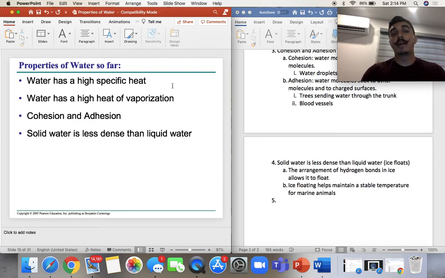So far we have that water has a high specific heat, so it takes a lot of heat to really change its temperature, increase or decrease. Water has a high heat of vaporization, so it takes a lot of heat before water vaporizes and goes up into the sky, into the clouds, into steam. Water has cohesion and adhesion, so it's really sticky between itself and other molecules and surfaces, and that allows water to flow through our body and through the roots of trees. And solid water is less dense than liquid water, which is pretty cool. Every time water turns into ice, it arranges itself in a more spacious way, with less density, and floats over liquid water.